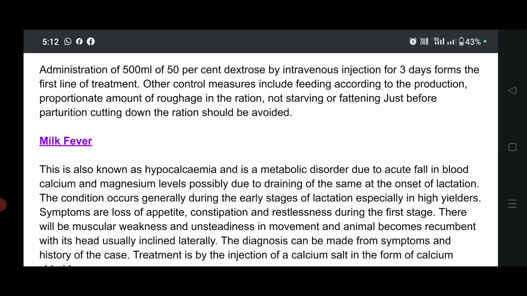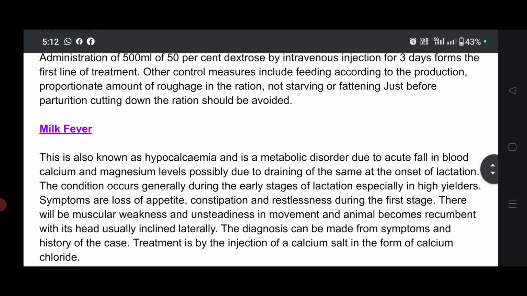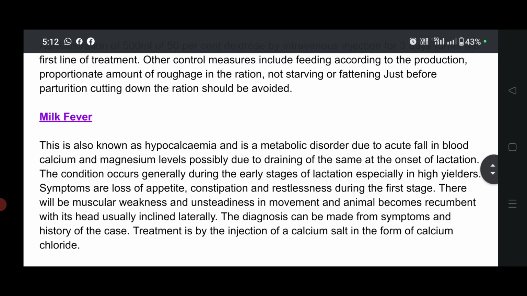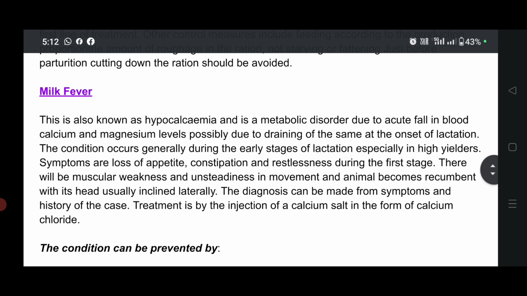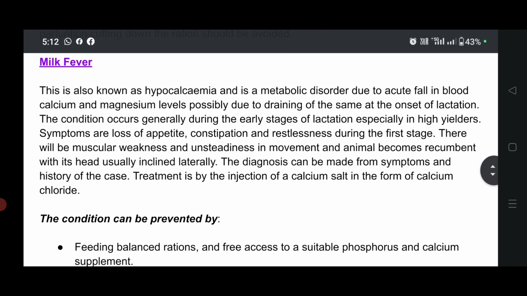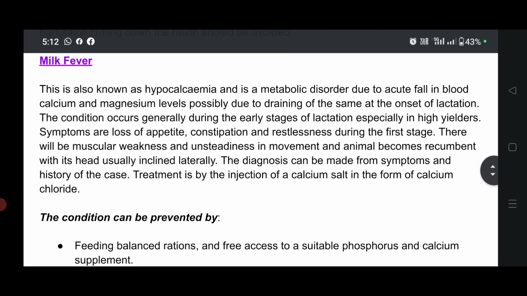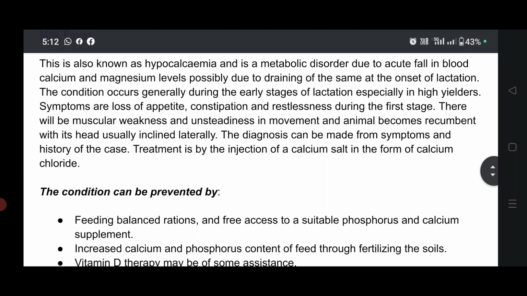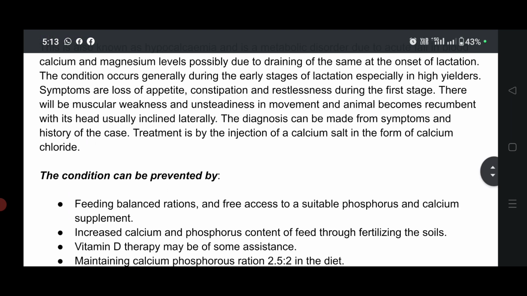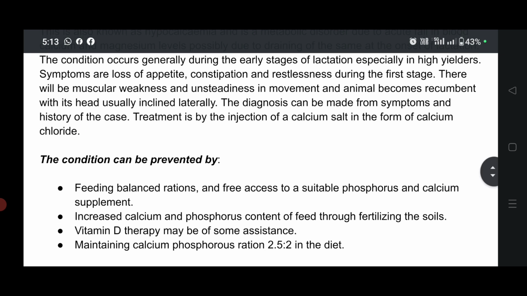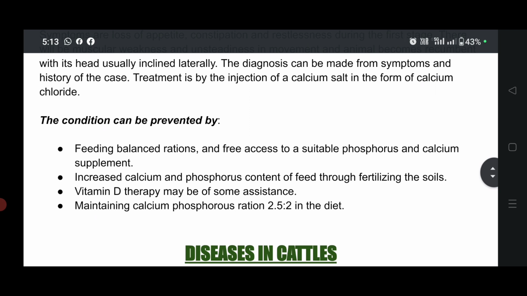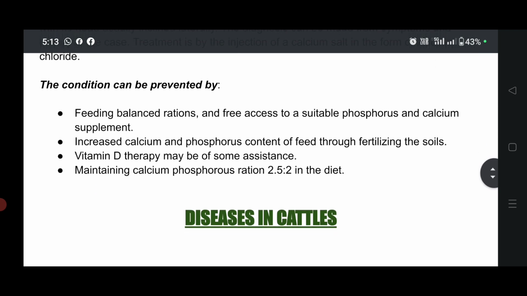The diagnosis can be made from symptoms and history of the case. Treatment is by the injection of a calcium salt in the form of calcium chloride. The condition can be prevented by feeding balanced rations and free access to a suitable phosphorus and calcium supplement, increased calcium and phosphorus content of feed through fertilizing the soils. Vitamin D therapy may be of some assistance. Maintain a calcium-phosphorus ratio of 2.5:2 in the diet.